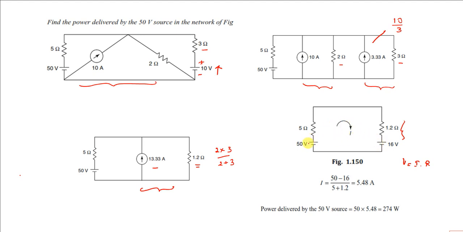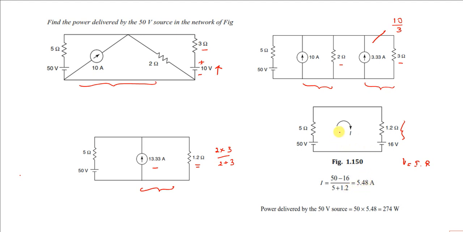Okay. So 50 volts is our left side voltage. This is the right side 16. So the potential difference is 50 minus 16, divided by the total resistance in the loop. Total resistance is 5 plus 1.5 plus 1.2, that is 7.7... so 50 minus 16 divided by the total resistance will give you 5.48.